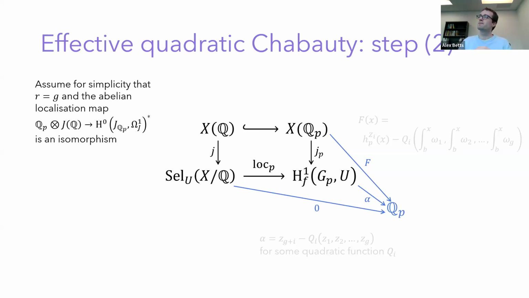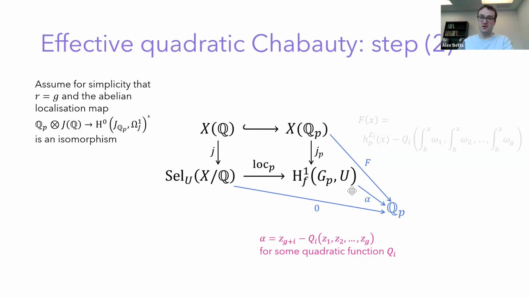If you think about what that means, the image of this localization map is going to be the graph of a function from Q_p to the g to Q_p to the rho minus 1. And in fact, it's going to be the graph of a quadratic function. What that means is that for this alpha I'm going to choose, this algebraic functional, I can take my g plus i-th coordinate for some i and subtract off the corresponding quadratic function in the first g coordinates. And that will be some functional which vanishes on the image of the localization map.